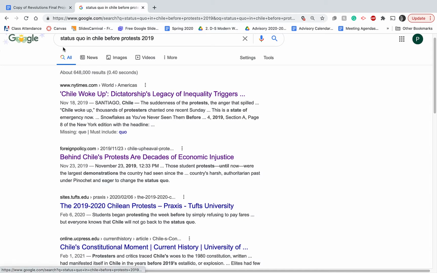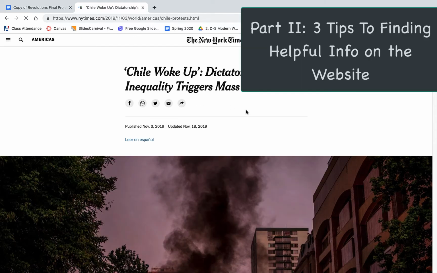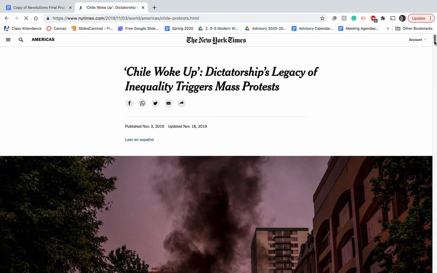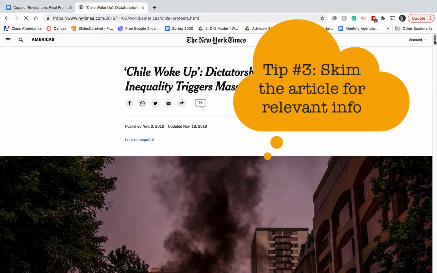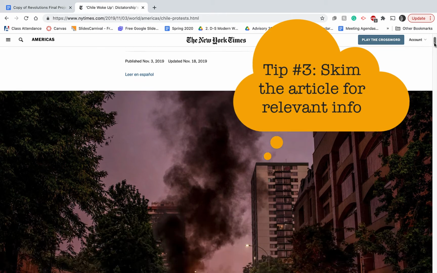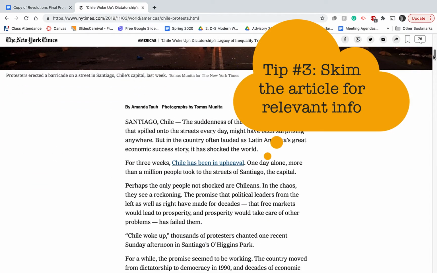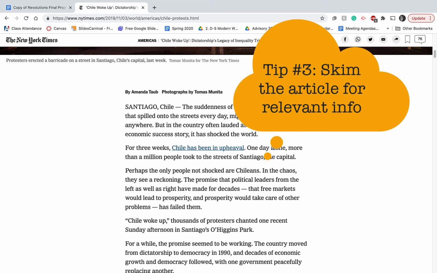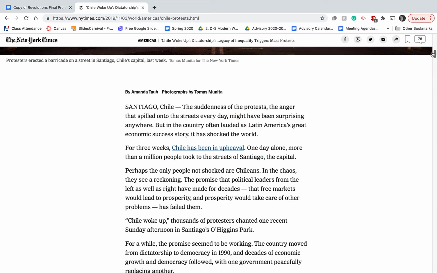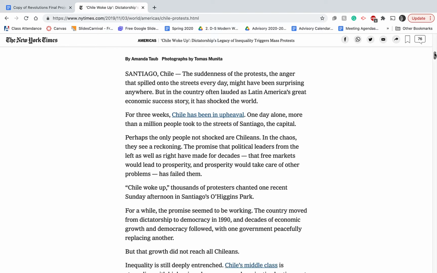Remember, I typed in status quo in Chile before the protest 2019. So the first thing I want to do is click on the article and skim the article. I'm not going to read the whole thing because I don't have time. I'm going to skim the article to see if it has what I'm looking for. So we have protests, anger. Okay, that doesn't really talk about the status quo.